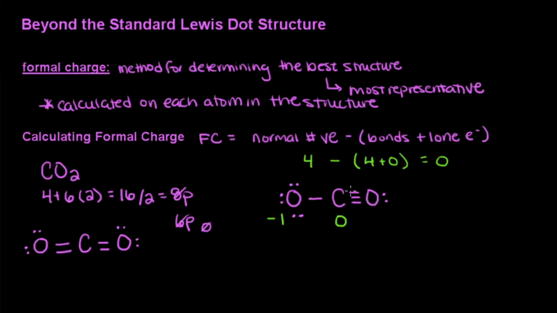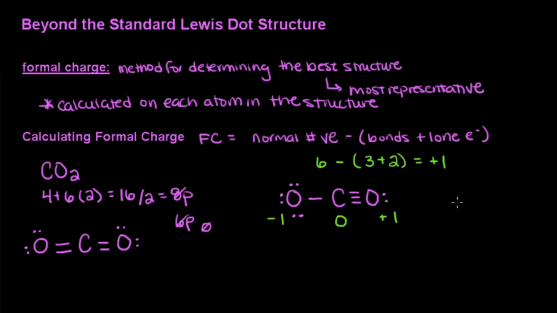Let's calculate the formal charge for the oxygen on the right. First things first is the normal number of valence electrons that oxygen has, which is 6, minus the bonds, which are on that oxygen, 3, plus lone electrons, 1, 2. So not pairs of electrons, actual total number of electrons. So 6 minus 5 is a +1.